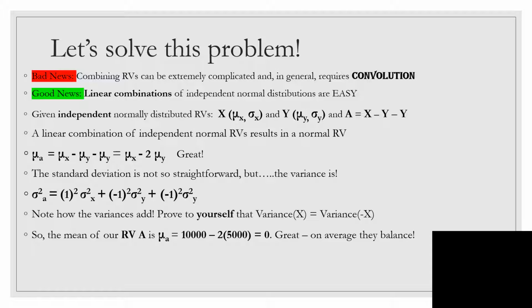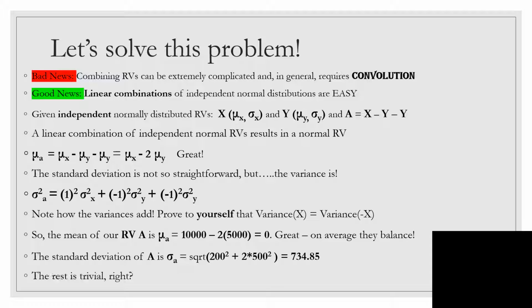So the mean of our random variable A is 10,000 minus 2 times 5,000, which is 0. Wonderful. On average, they balance. The standard deviation of A is the square root of the standard deviation of the truck squared plus 2 times the standard deviation of the car squared. It ends up being around 735. The rest is trivial, right?